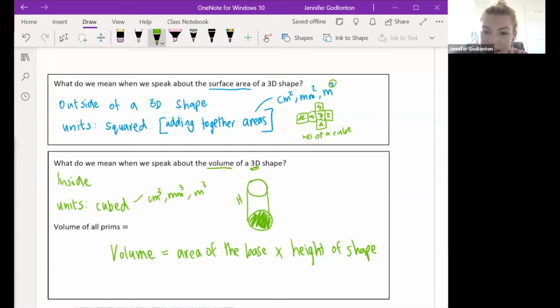If we had a rectangular prism, there are lots of different bases we could use, but let's say we used that base over there. That would be my base, and that would be the height of my prism. So whenever we're working out the volume of any type of 3D shape, we can just take the area of the base and times it by the height of the shape.